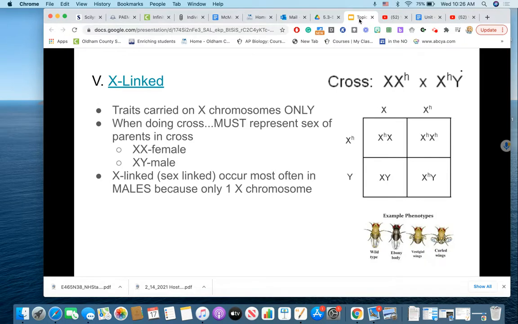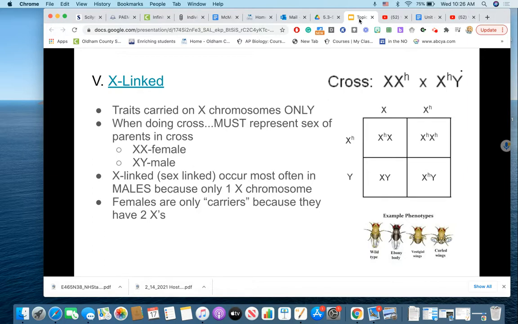Because males only have one X chromosome, X-linked or sex-linked conditions are most often seen in males. Really, whatever they have on that X is what they have. They don't have another X chromosome to potentially mask the effects of that particular allele. So what they've got is what they've got. Females have two X's, and so they have a little more opportunity to cover up a particular trait as opposed to expressing it.